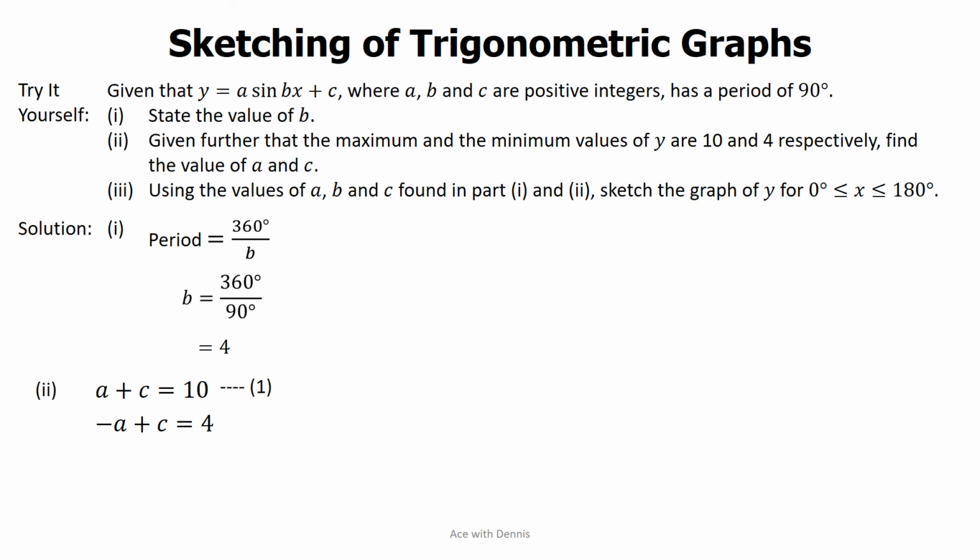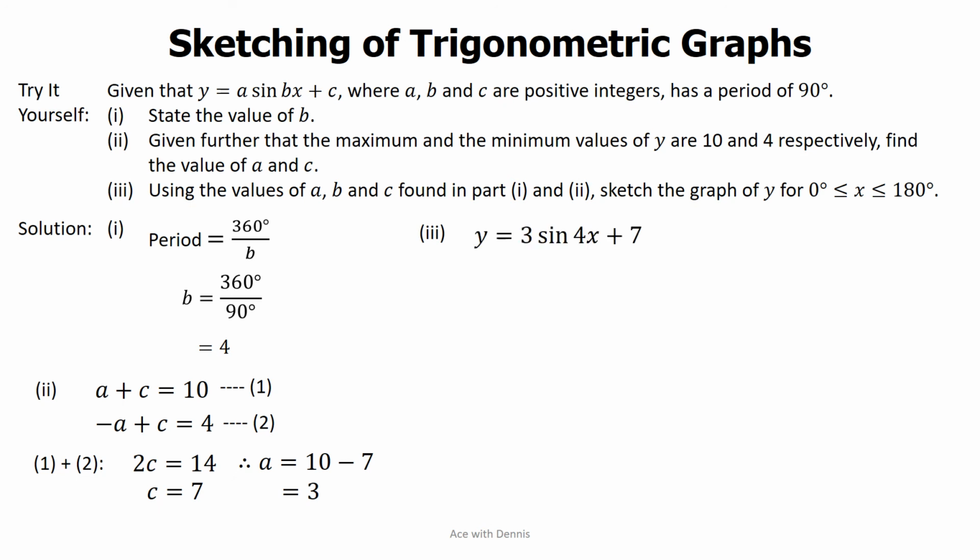So I can label this as the first equation. This is the second equation. The first equation plus the second equation, we get 2c equals 14 and c is 7. Therefore, a will be 10 minus 7, which is 3. Okay, so question number 3, we can rewrite the equation as y equals 3 sine 4x plus 7. And we know the period is 90 degrees. The question asks us to draw from 0 to 180 degrees. Therefore, we need to draw 2 complete rotations in 180 degrees.